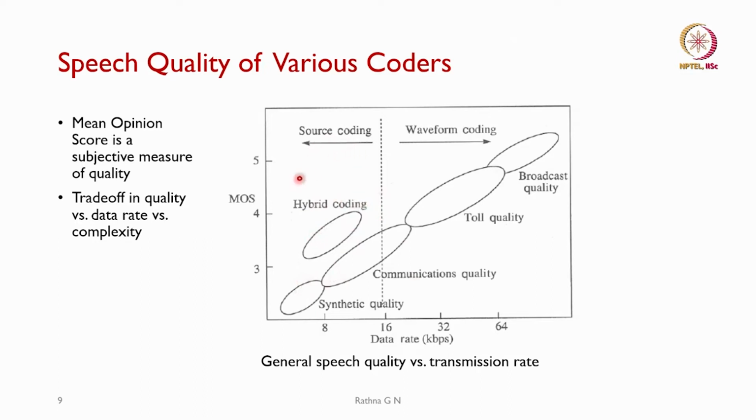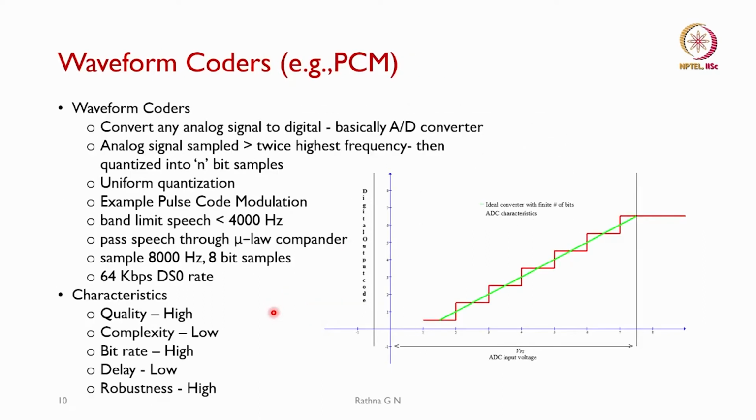So, it lies in this domain, and you will see that the mean opinion score is very high for our broadcast quality, and it is low for the synthetic quality of speech that is generated. So, you will see how to select your coders. We say that waveform coders, what we call PCM, pulse code modulation, all of you would have heard of. So, these are the waveform coders.